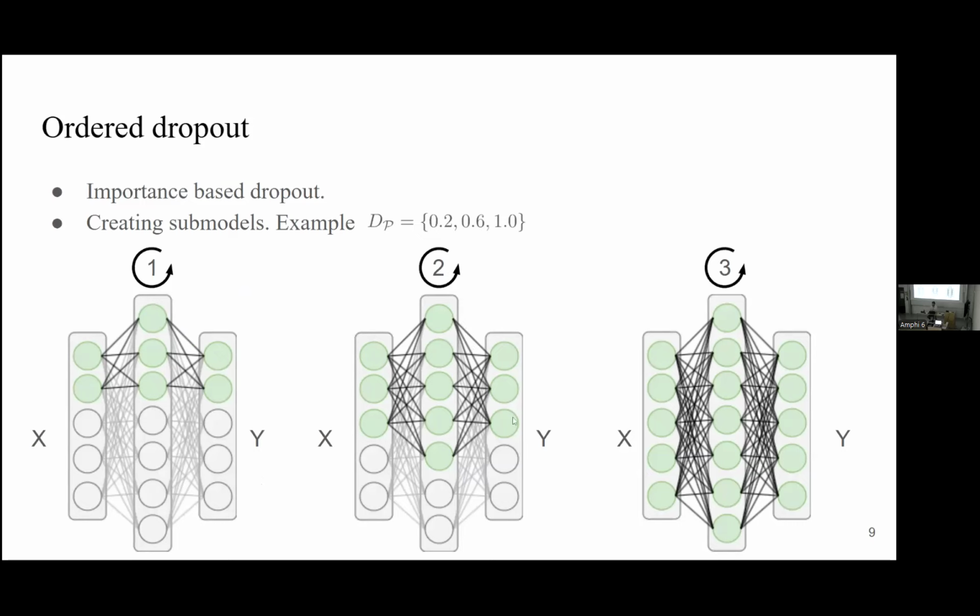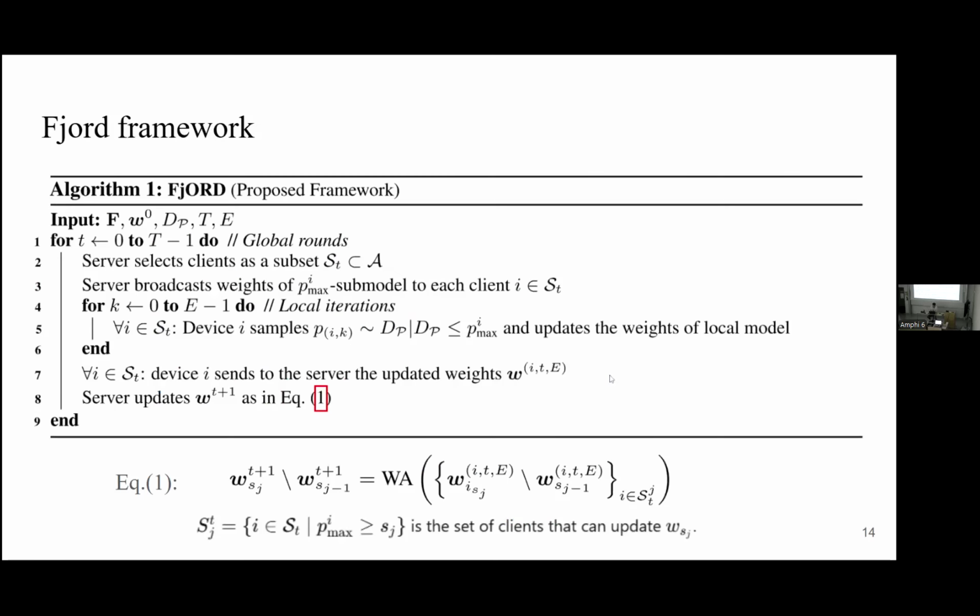Of course, if you are the most powerful client, you would have the full model and you would train whatever you want. But that's how it works. After each device does the local iterations, it sends back the updated weights to the server. Then the server tries to aggregate everything together. Now the aggregation part is a bit tricky.